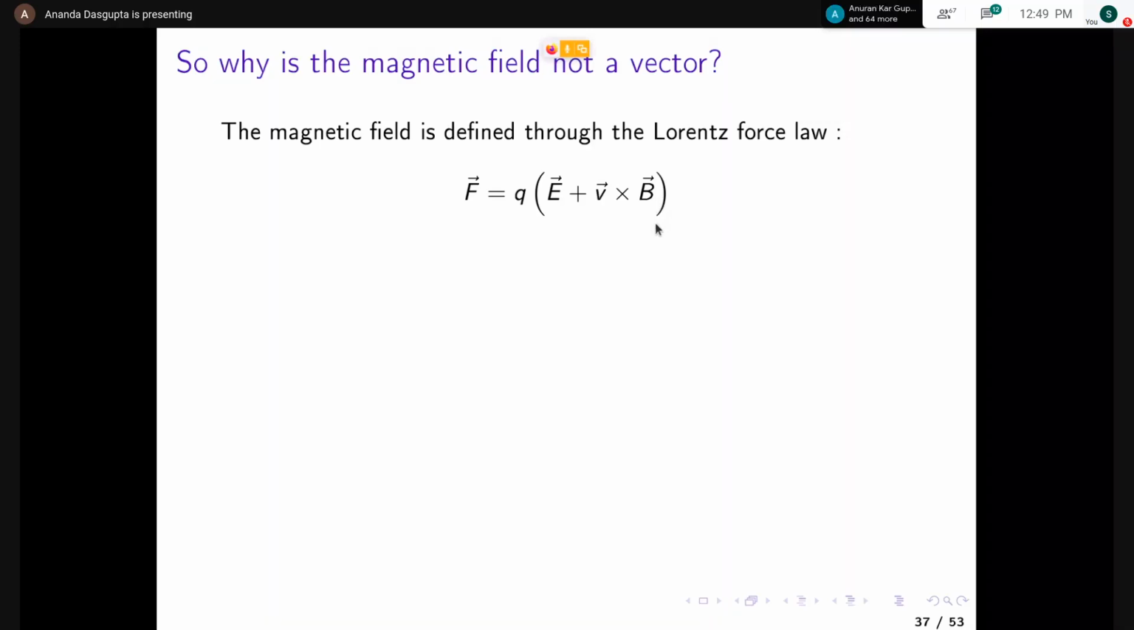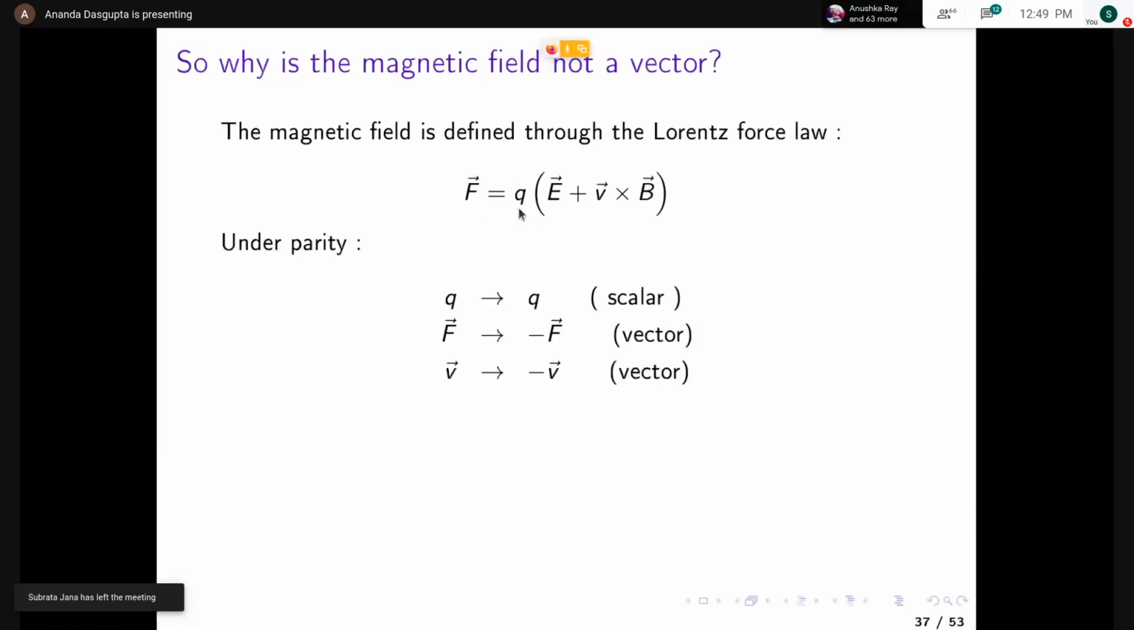But what happens to the Lorentz force law when we do parity? Now you know that under parity, Q stays Q. That's a scalar, it doesn't change. That's charge. What happens to the force? Force is a vector, of course. Position is a vector. That's really the starting point. Velocity, which is the derivative of position with respect to a scalar, the time, is a vector. Acceleration is a vector. Mass is a scalar. So force is a vector, so it picks up a minus sign. Velocity also picks up a minus sign. So these are the things which you already know. Charge is a scalar, F is a vector, V is a vector, so they will pick up minus signs.